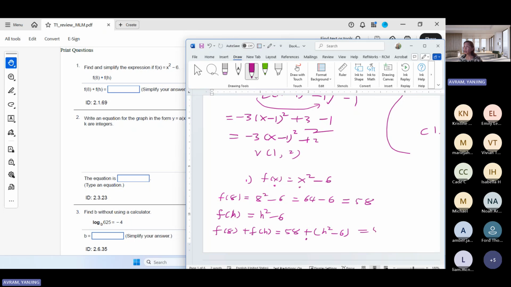All right, so this is 58 plus h squared minus 6. Combine the like terms always, right? And then 58 minus 6 is 52. So that will be your final answer in here. Okay? Any questions? If you have any questions, you can ask right away, before you accumulate too many.